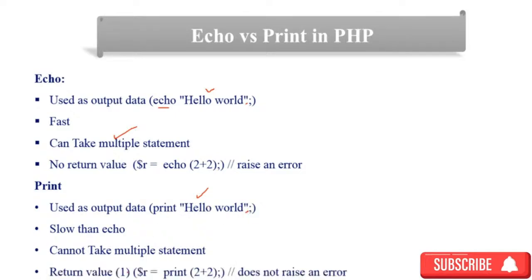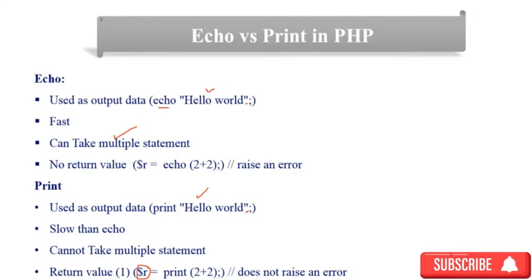It will return the value 1 when you print 2 plus 2 or any other arithmetic expression and assign that value to a variable, so it will get that value. In this case, this variable will store 4. But in the echo case, it will not store 4 but raise an error because it did not return any value.